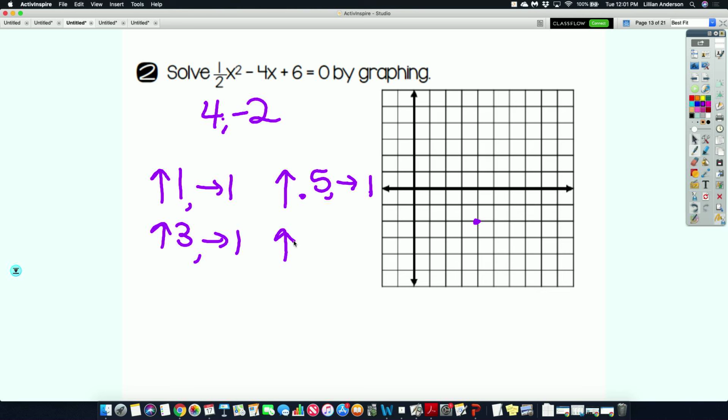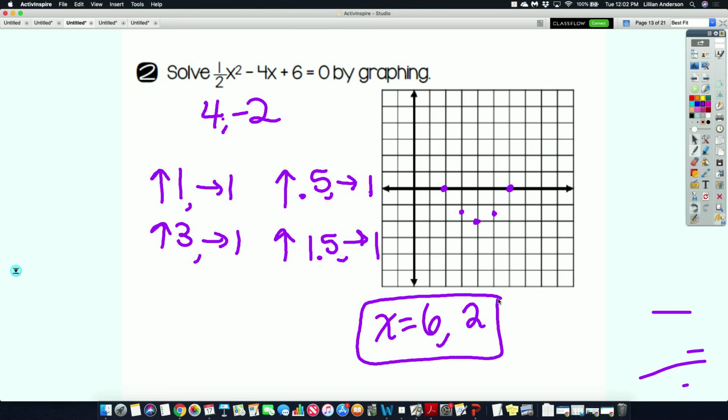Then I'm going to go up 1.5 over 1, or 3/2. 3/2 is 1.5. So from my vertex, I'm going to go up 1/2 and over 1. And then when I go up 1.5, well, here's 1, and then here's 1/2. Then I have to go over 1. And boom, I have my x-intercept. What x value is that? 6. Now I have to do it to the other side. Up 1/2 over 1, up 1.5 over 1. And that value is 2. Those are my solutions.